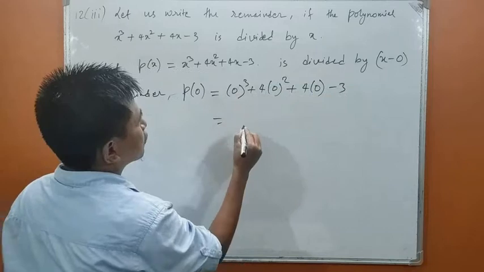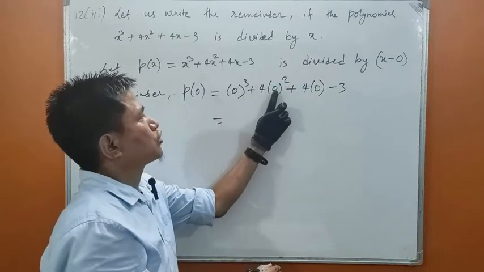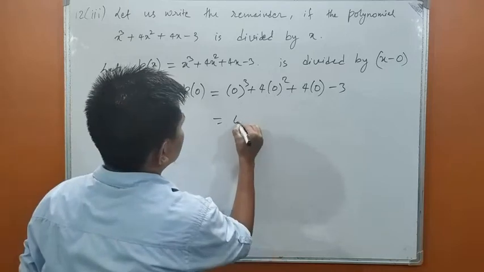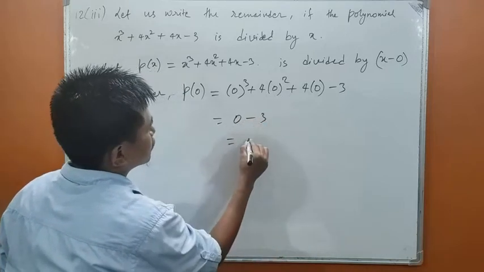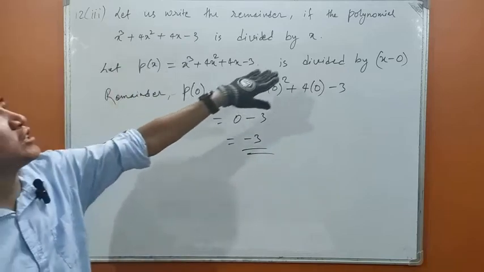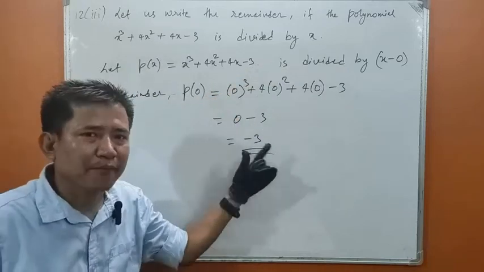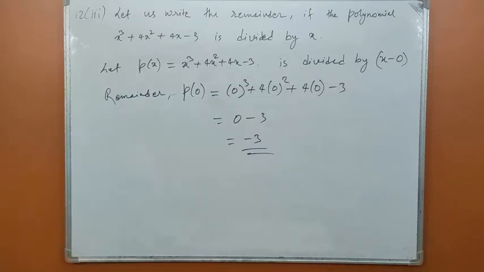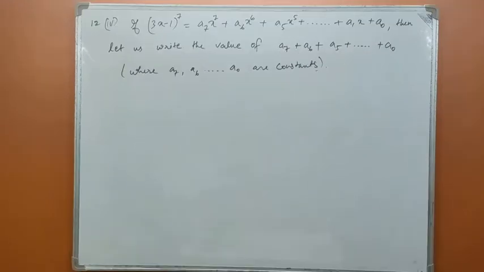So 0 cube is 0, plus 0 square is 0, 0 into 4 is 0, plus 4 into 0 is 0, everything becomes 0, 0 minus 3. So 0 minus 3 is minus 3. The remainder, when this expression is divided by x, will be minus 3. Okay, let's move on to the next question.